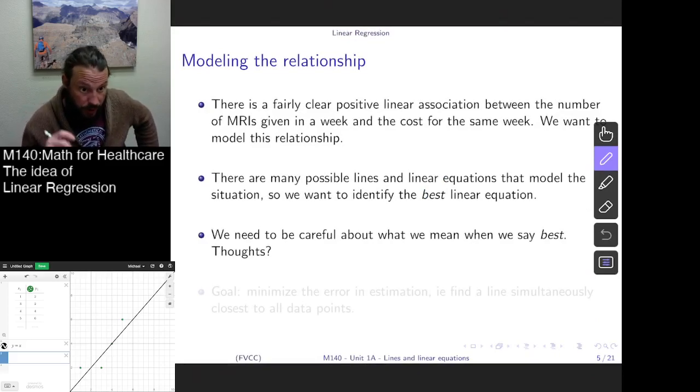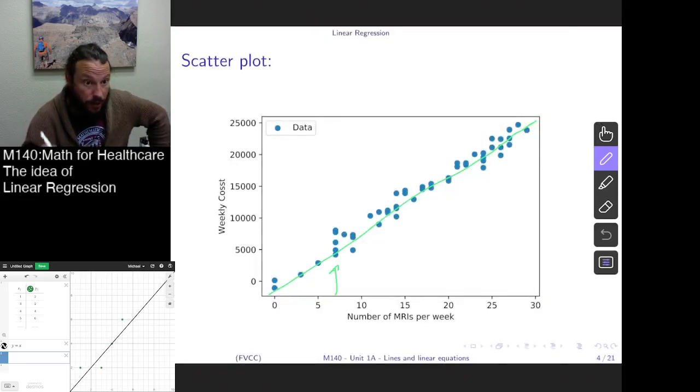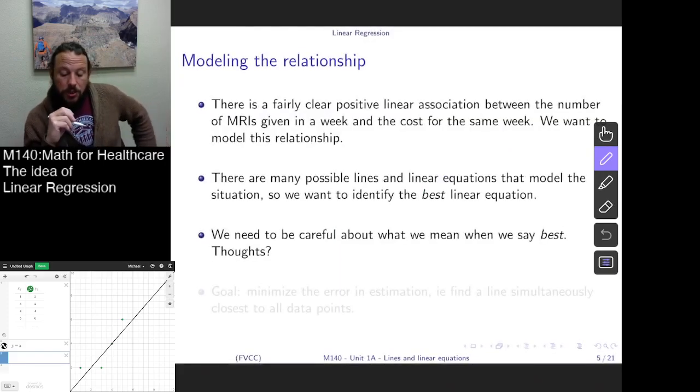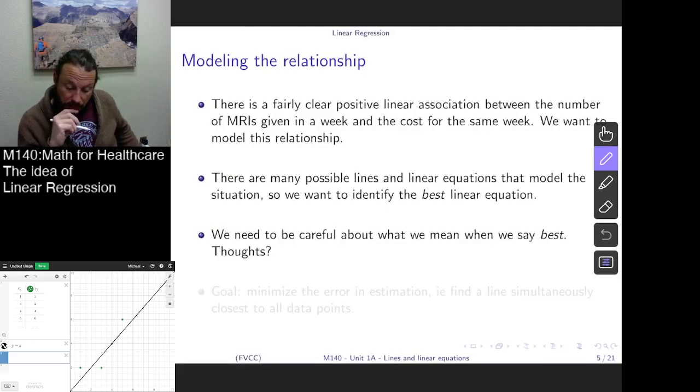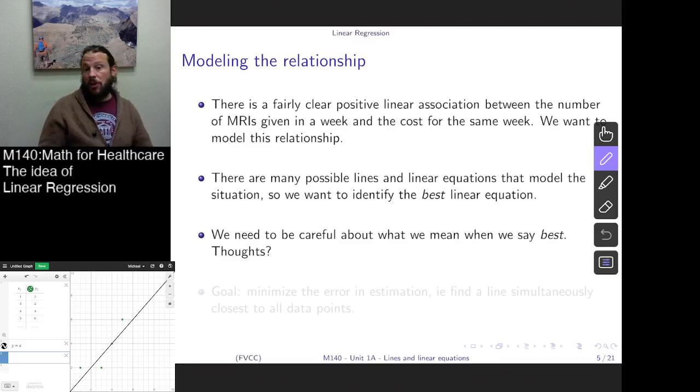When we're looking at that data, there was a fairly clear positive linear relationship. The line has a positive slope, and it's fairly linear in shape. It's quite linear, actually. There are many possible lines, linear equations, that model the situation, so we want to identify the best one, like we were saying. We need to be careful about what we mean when we say best. So I want you to think about what the best might be.